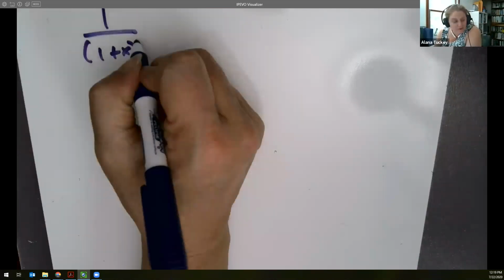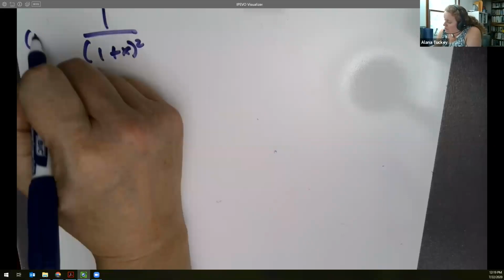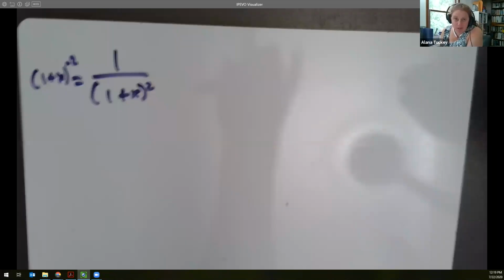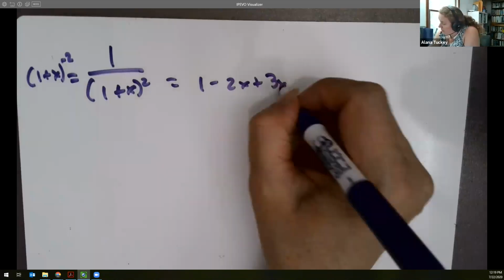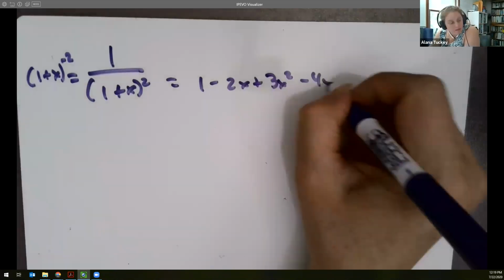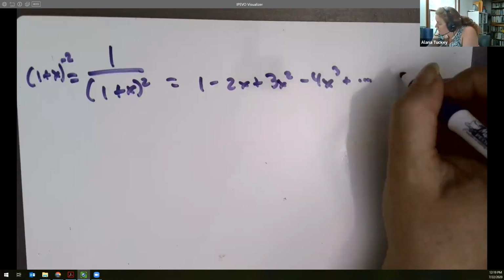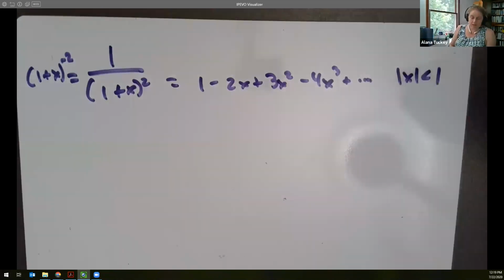Let's see, how do I put this? Okay, so they give you 1 over 1 plus x. The thing about 16 is you have to notice something. They gave it to you as this, but that is that, right? They're one and the same. And that is equal to 1 minus 2x plus 3x squared minus 4x cubed plus and so on, for the absolute value of x less than 1. And if you'll notice, they didn't even ask for the interval of convergence on this one. We like that. When there's no interval of convergence, I have no endpoints to check.